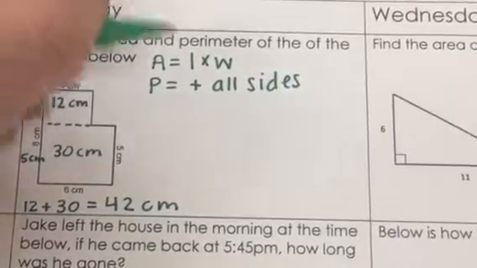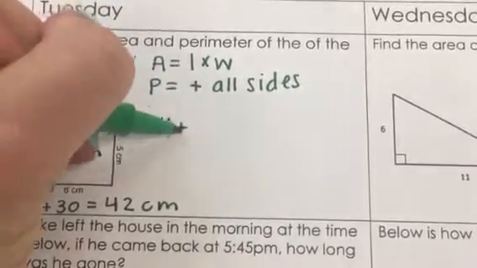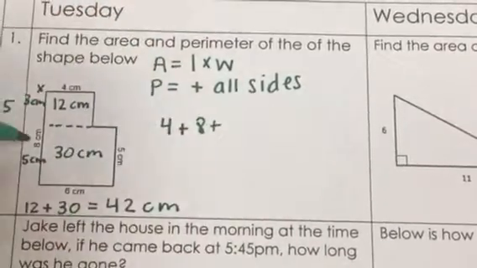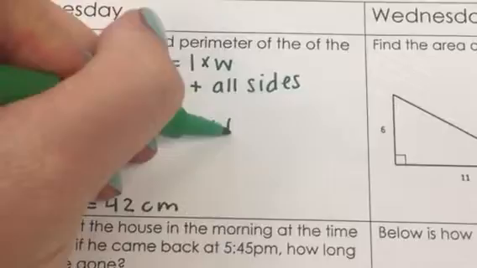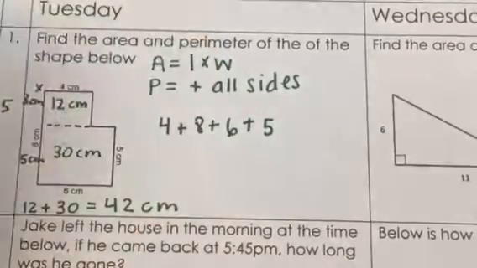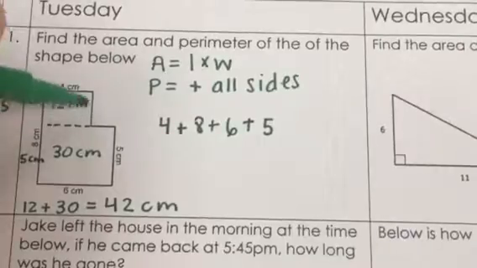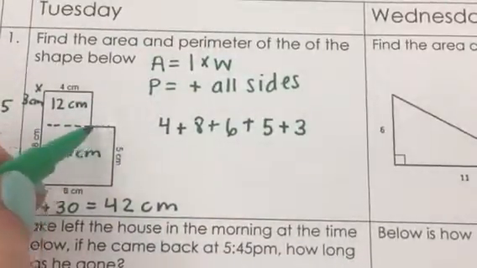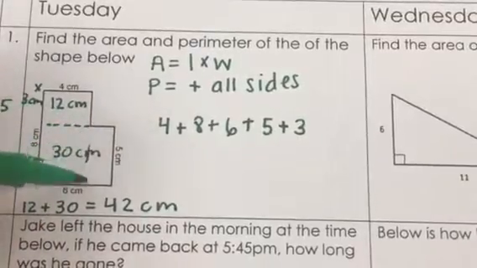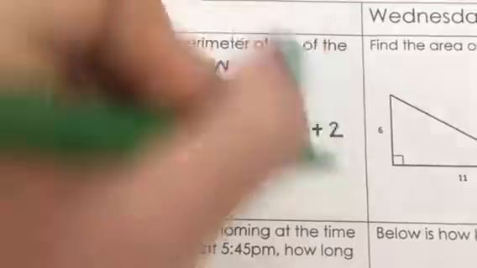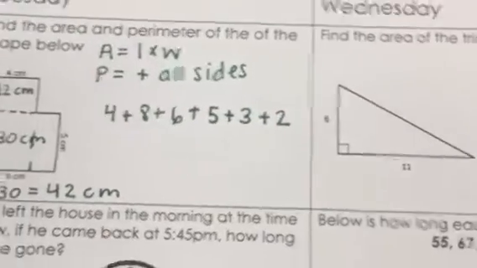Now for perimeter, I'm just going to add up all of the outside sides. So I have 4 plus 8 plus 6 plus 5. I know that this side is going to be 3 plus 3, and I need to figure out what is this. So I have 4, and then I have 6, so that's going to be 2. So now that I have all of my sides, I'm going to add them together.